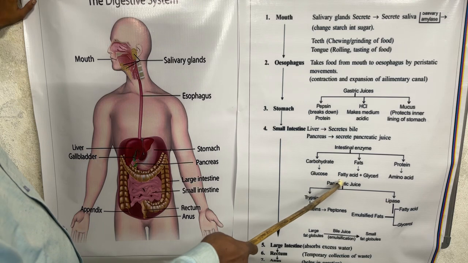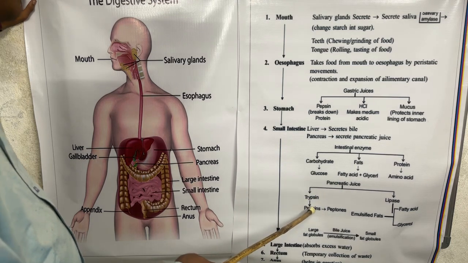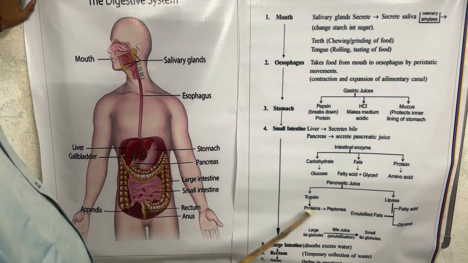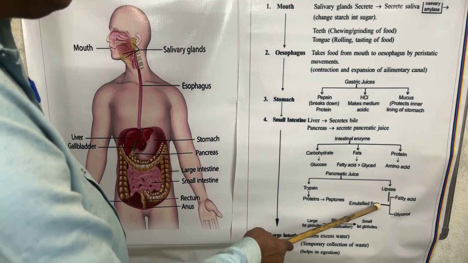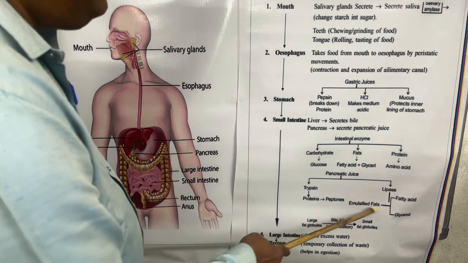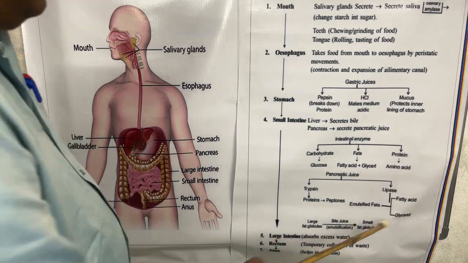It is in the pancreas. The trypsin is converting the proteins into peptones. And the lipase acts on the already emulsified fats, converting them into fatty acid and glycerol.